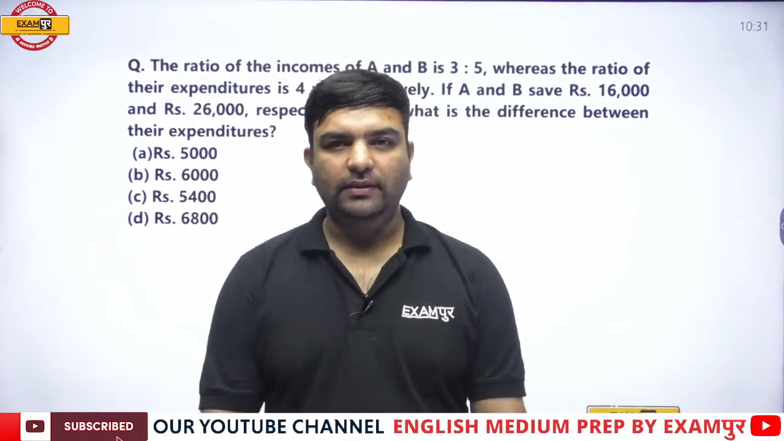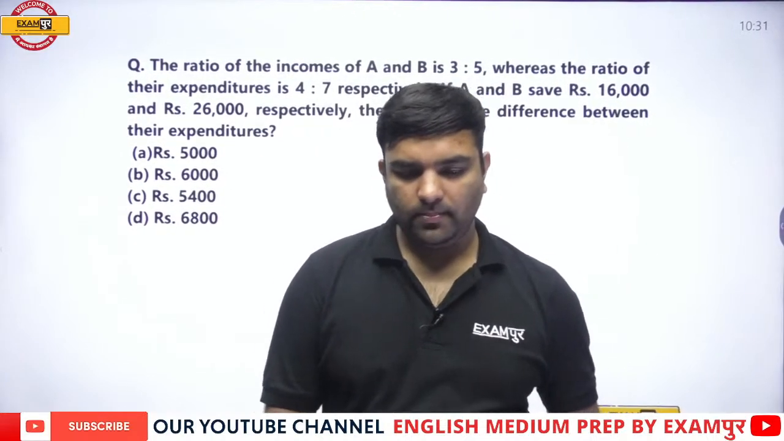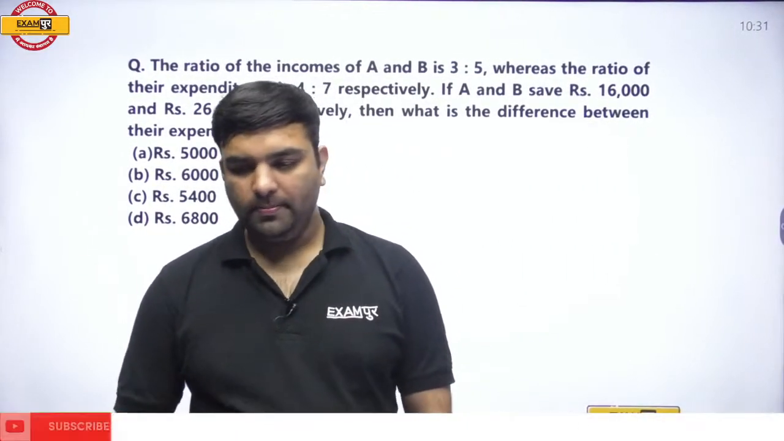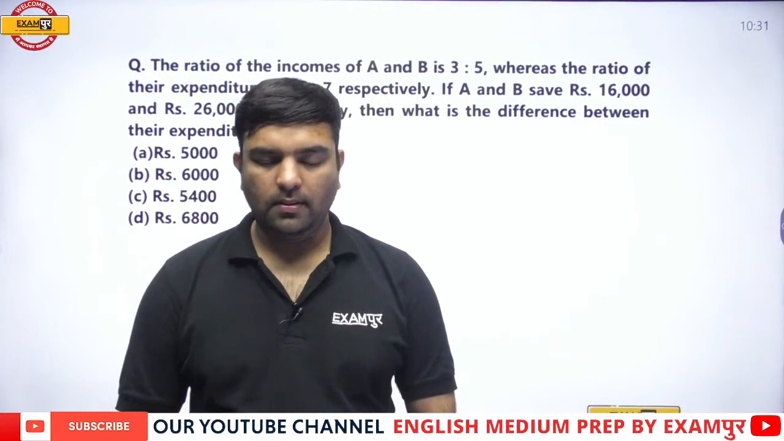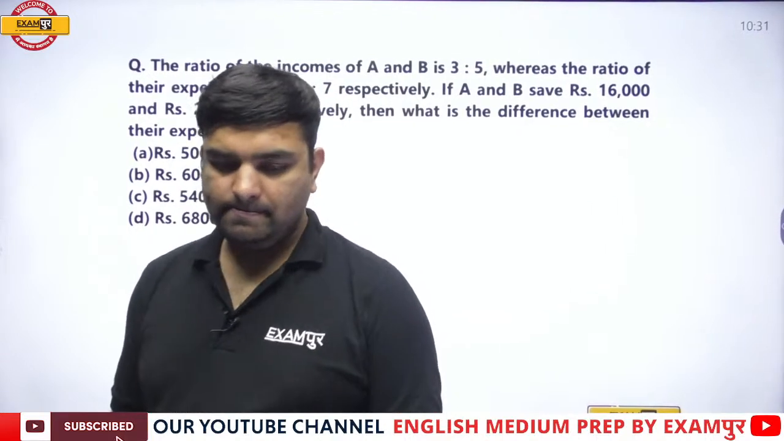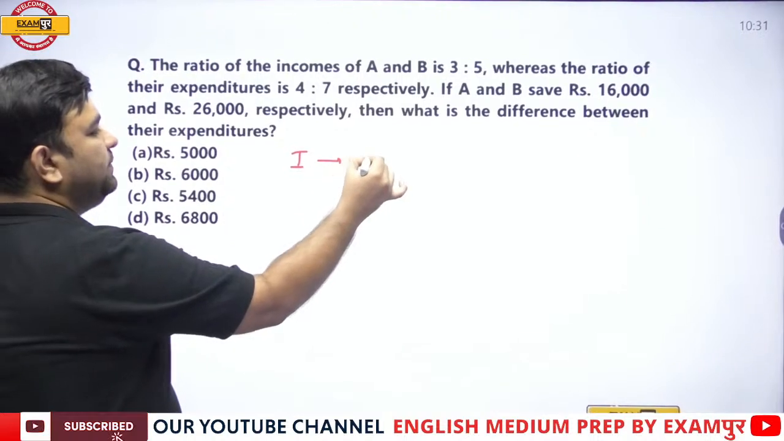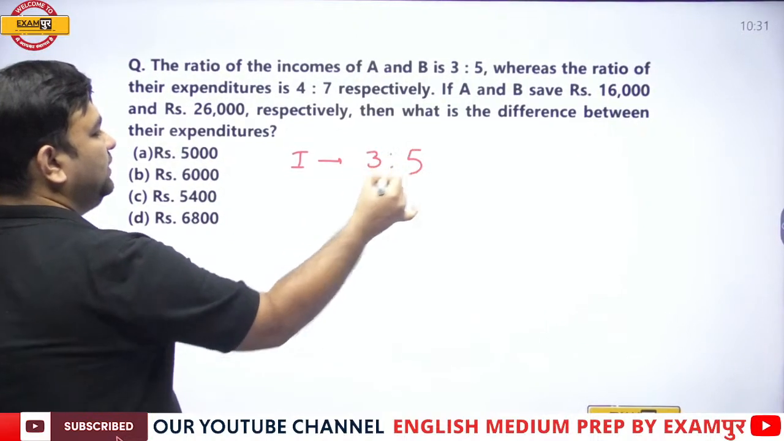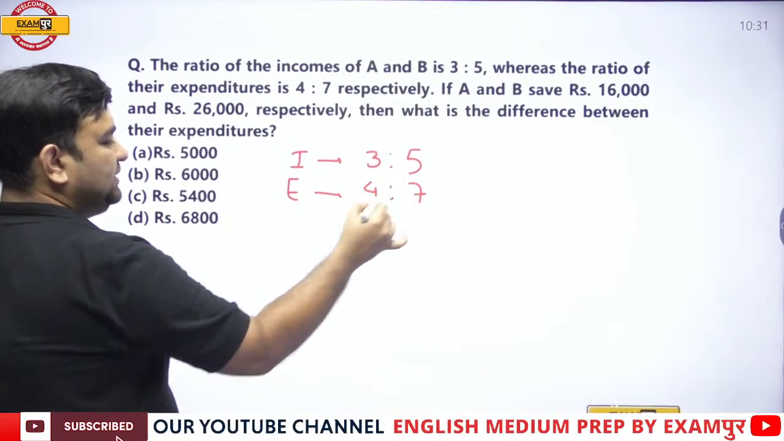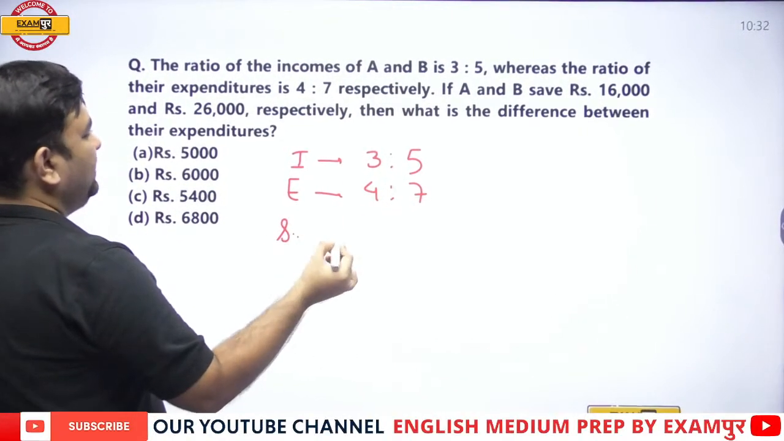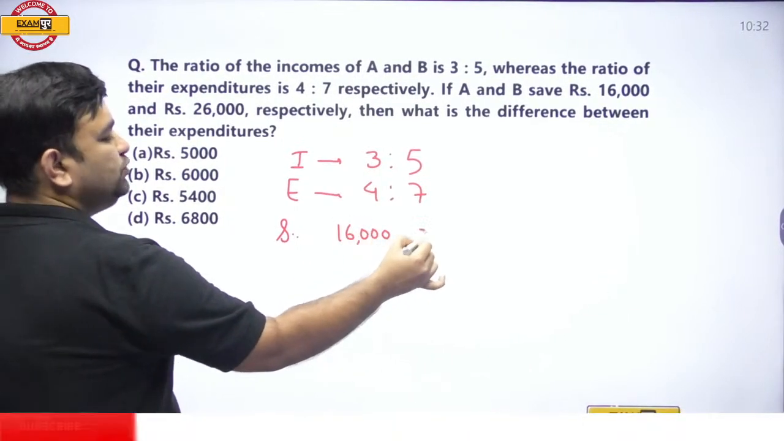What is the difference between their expenditures? Income is in the ratio 3:5. Expenditure is in the ratio 4:7. And the savings are given as 16,000 and 26,000.